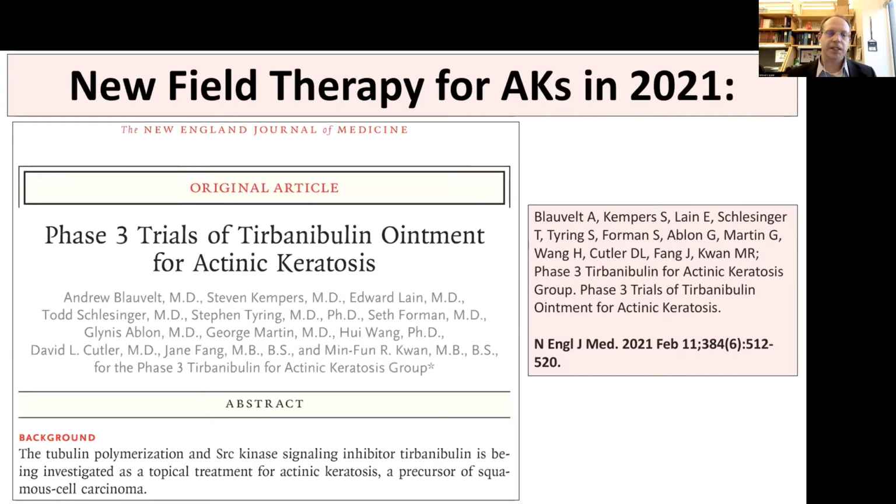So this leads to the advance, or what's new in field therapy treatment for actinic keratoses in 2021 and beyond. And that is a new ointment, Tirbanibulin, for actinic keratosis. And what I want to do over the remaining slides is walk you through the phase 3 trials of Tirbanibulin that were published recently in the New England Journal of Medicine.